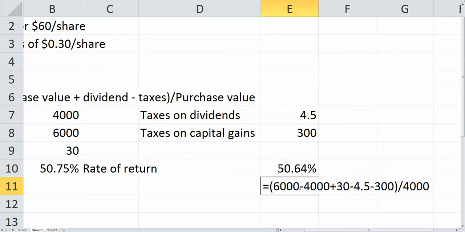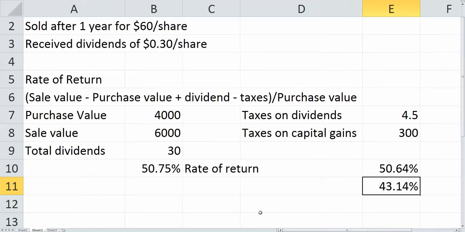So sale value minus purchase value to get that $2,000 gain, plus the $30 dividend minus the taxes on the dividend minus the tax on the capital gain, and then divide by my purchase price. So there is my after-tax return if I sell the stock right now. And you can see it's quite a bit lower because of the taxes that I have to pay on the capital gain.